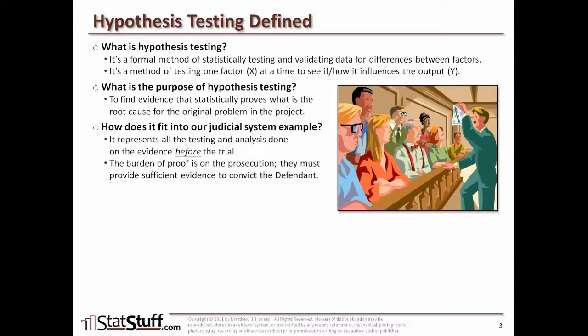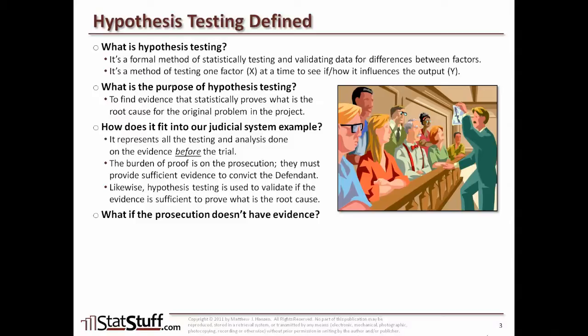So just like in the judicial system example, the burden of proof is going to be on the prosecution. They have to provide sufficient evidence in order to convict the defendant. Again, in our example, that's the root cause. So in the same way, hypothesis testing is what we use in order to validate that the evidence is sufficient enough to prove what the root cause really is.